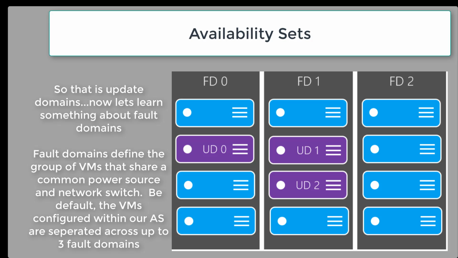Let's learn something about fault domains. Fault domains define the group of VMs that share a common power source and network switch. By default, the VMs configured within our availability set are separated across up to 3 fault domains.